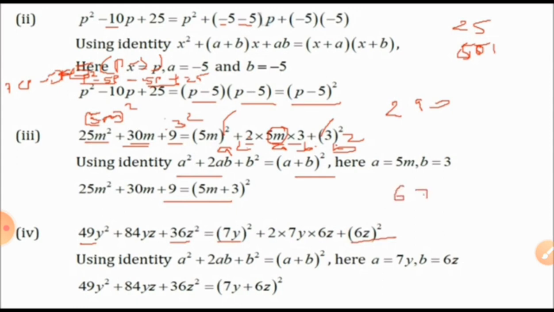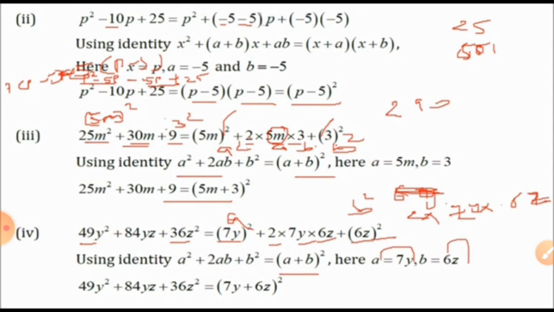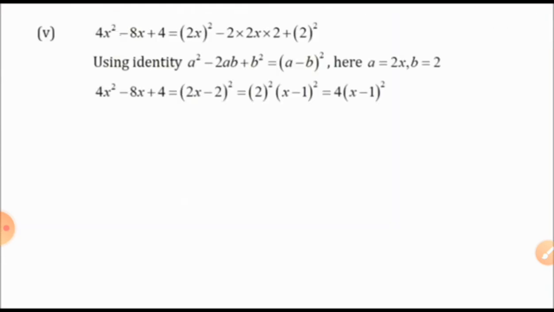Third one. Here the identity is given: a square plus 2ab plus b square. Is it? And fourth one, 49y square plus 84yz plus 36z square. Which is the identity? Same identity. A plus b whole square is equal to a square plus 2ab plus b square. Put the values of a and b and find out the things. And here the minus sign is given. Don't be afraid of the minus sign, my dear student.